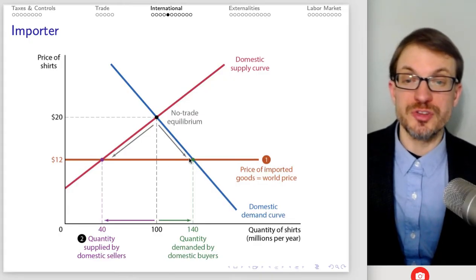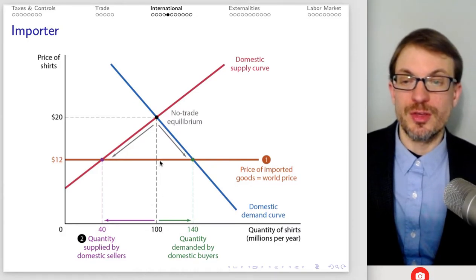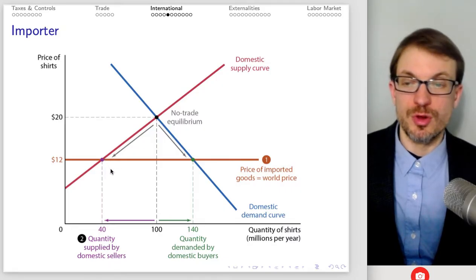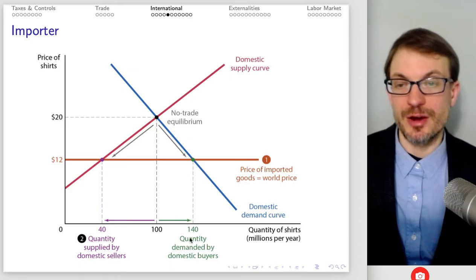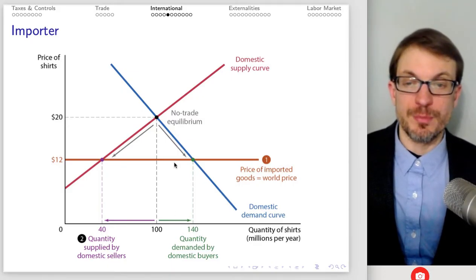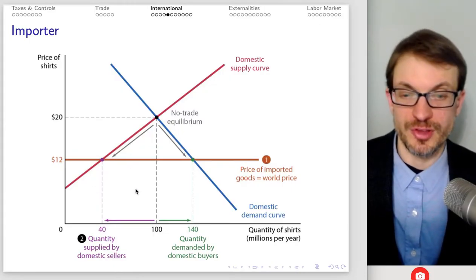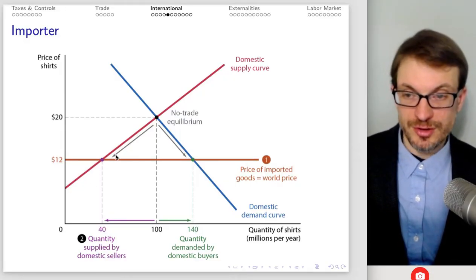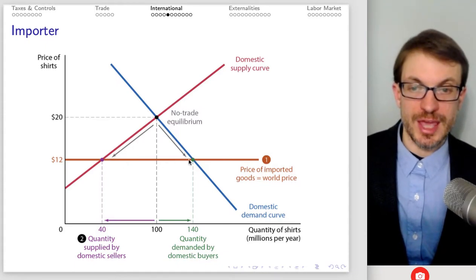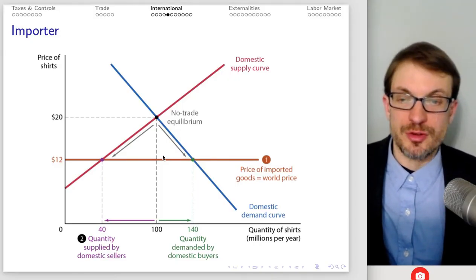Of course, at the lower price, there's a larger quantity demanded, right? The quantity demanded went from 100 to 140. And the quantity supplied fell. At the lower price, we get a lower quantity supplied. So domestic sellers are now only going to sell a quantity of 40. This is bad for domestic sellers, good for domestic buyers. Overall, the gains to buyers swamp the losses to sellers. But the losses to sellers are real and highly concentrated, think of this as factories shutting down, versus these additional gains that are like buyers getting their products for a couple of dollars cheaper.